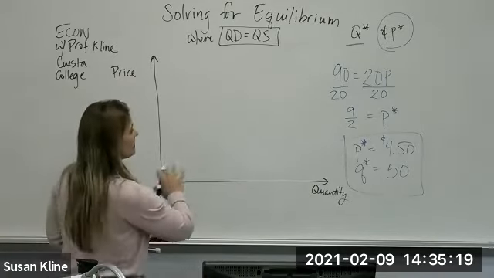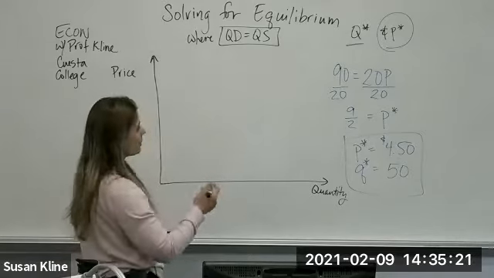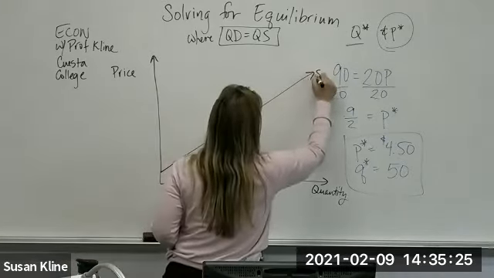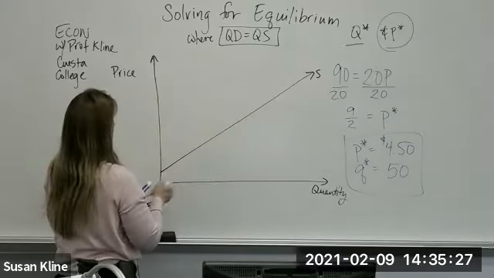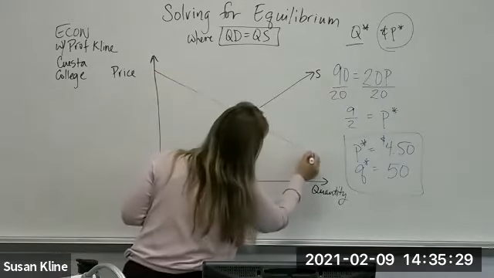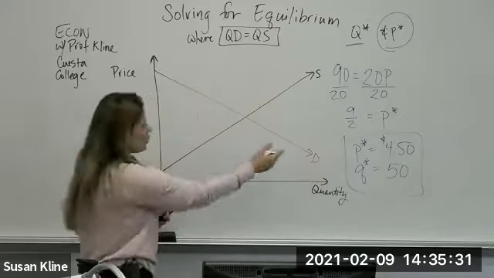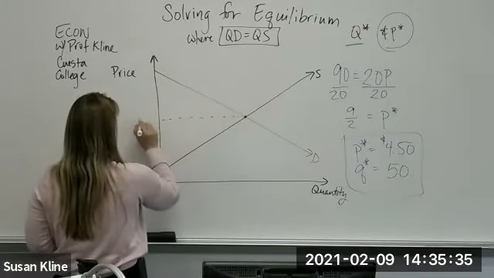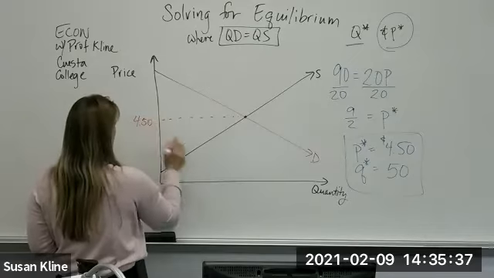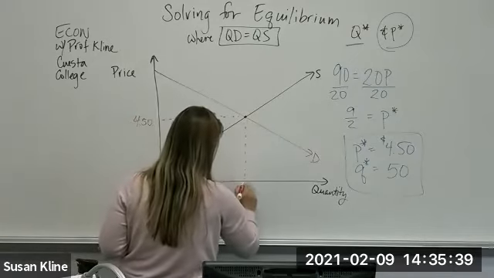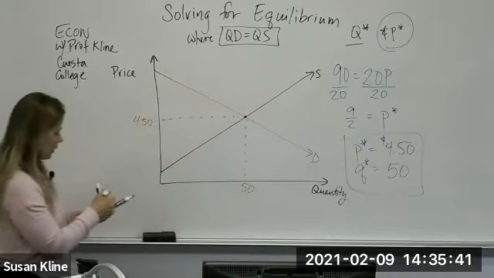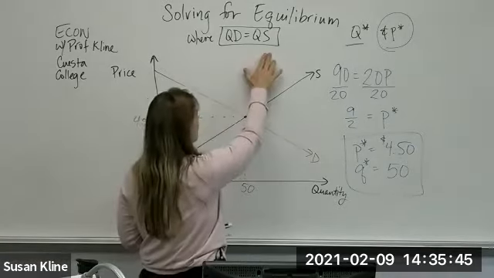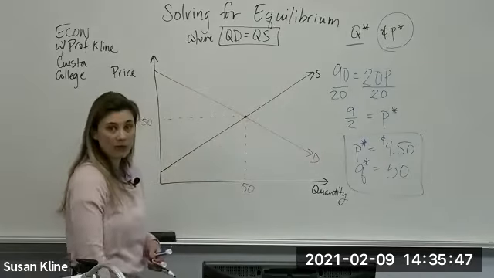So I'm just going to keep it rather simple. I'm not going to worry about the slopes right now. What I know is that I have an upward sloping supply curve and a downward sloping demand curve. And what I've exhibited here is 4.50 and this is 50. So this is how we find equilibrium, both via equation and via graph.